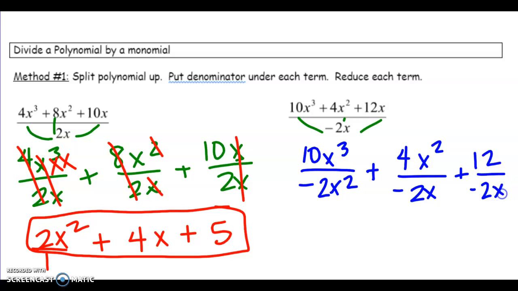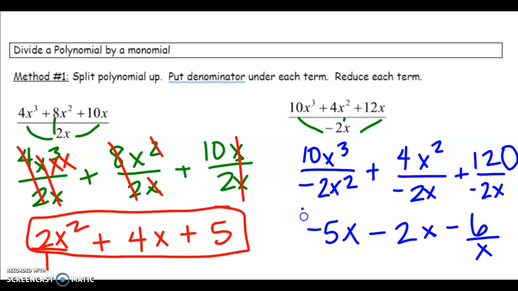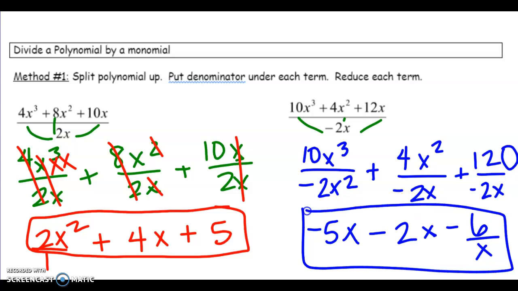Okay, so again, we're just reducing. So 10 divided by a negative 2 gives me a negative 5. 3 minus 2 is just 1x. 4 divided by a negative 2, that gives me a negative 2. Notice how my sign flipped here because I had that negative. And then 2 minus 1 is just 1. I've got 12 divided by a negative 2. That one actually gives me a negative 6. Now this is tricky because I don't have an x here. So since there's an x on the bottom, it's actually going to stay on the bottom. Okay, and you're going to see some division problems that look like that in a second.